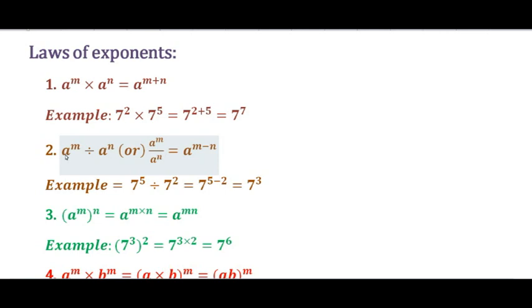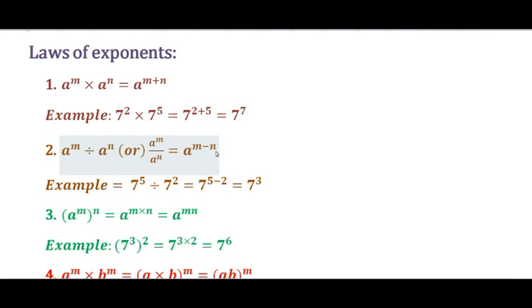Okay. In the same way, for the same base but different powers, a to the power m divided by a to the power n, you take the base as common and the exponents have to be subtracted from the first to the second.